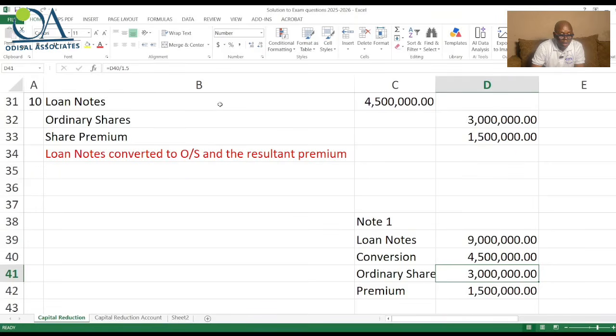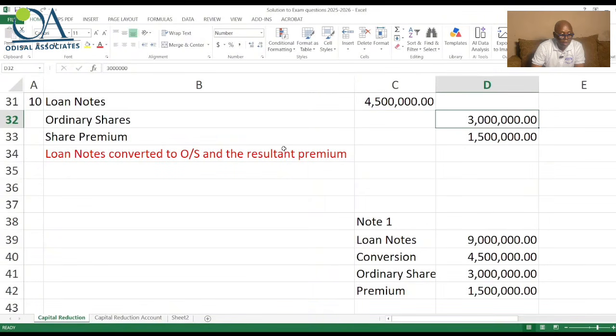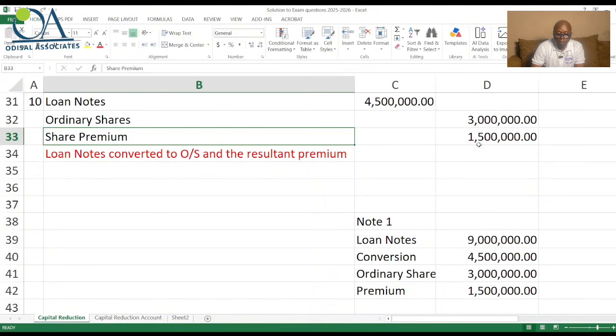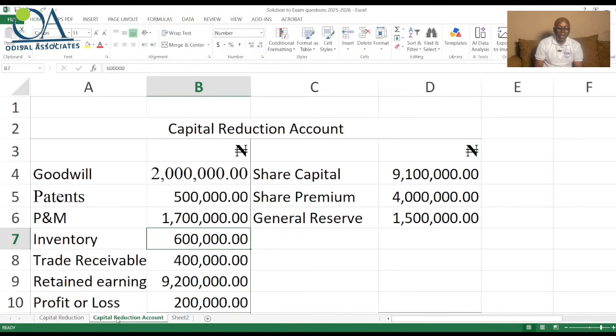So that's why we debited loan notes with 4.5, credited ordinary shares with 3 million, and then share premium with 1.5. Loan notes converted to ordinary shares and the resultant premium. So that's the journal. The next one is to do the capital reduction account.